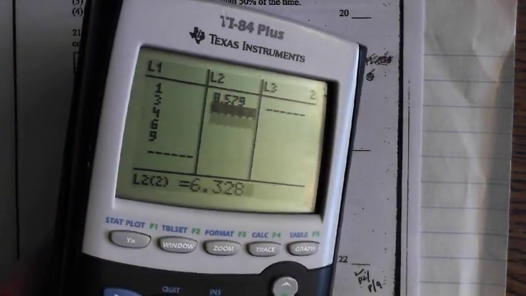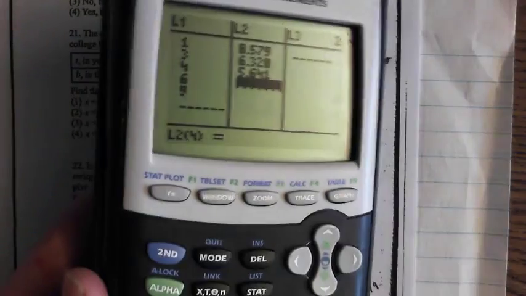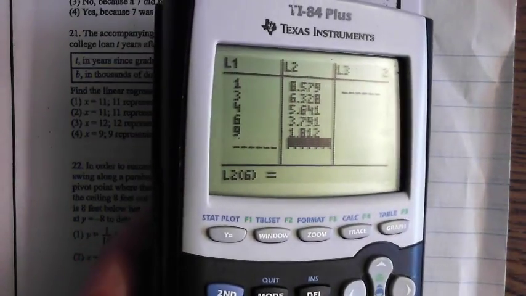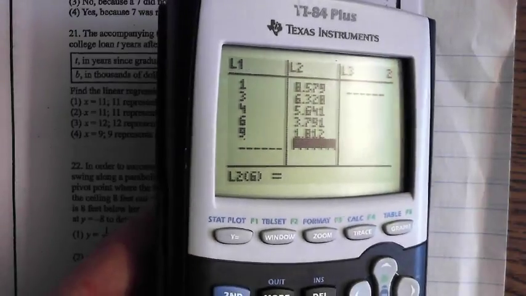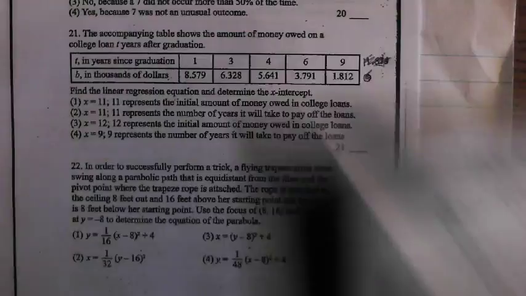8.579, 6.328, 5.641, 3.791, and 1.812. What do I have to remember to do?